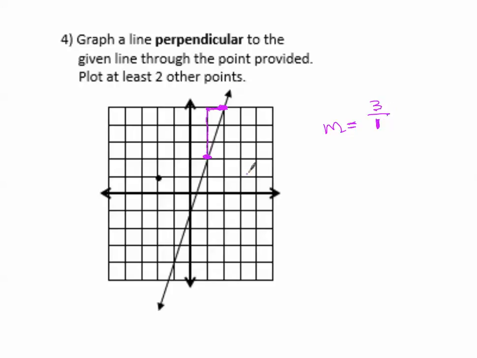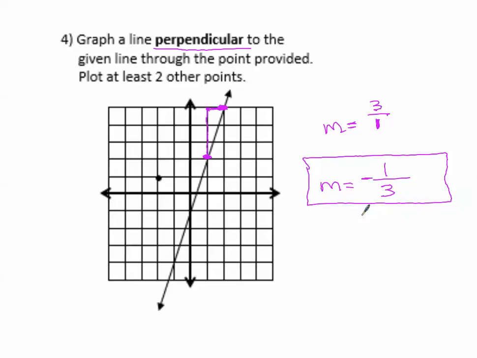Okay, so I want to get my perpendicular slope. We're doing perpendicular, so they don't have the same slope. They have opposite reciprocal slope. Opposite means that if this slope is positive, this slope will be negative. And then I'm going to flip these, so the denominator becomes the numerator and the numerator becomes the denominator. So this is the slope of the perpendicular line.